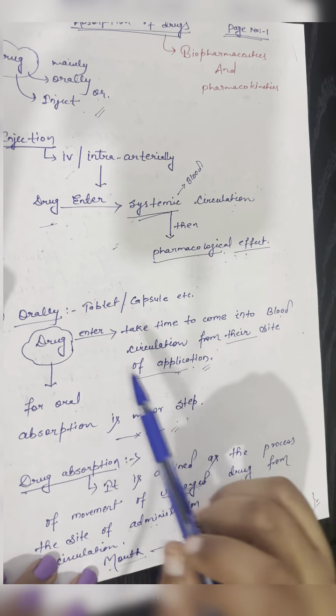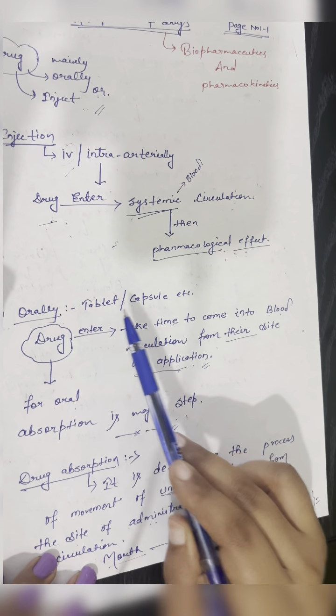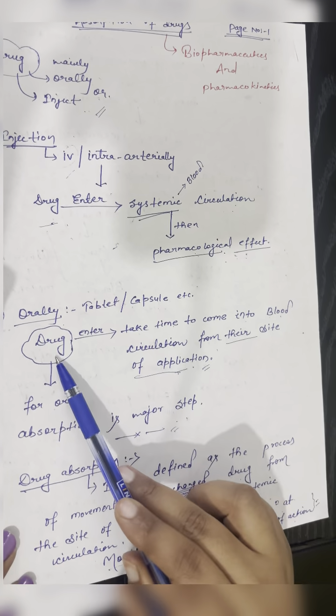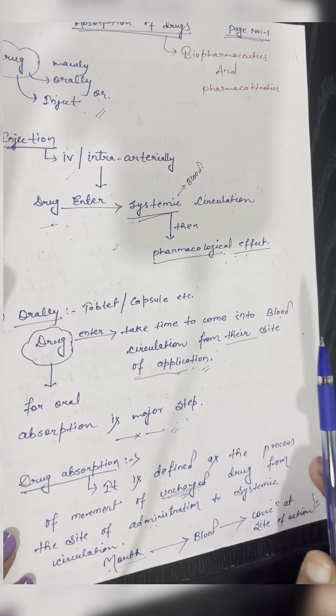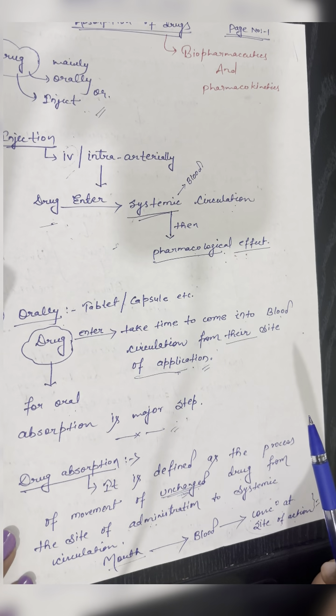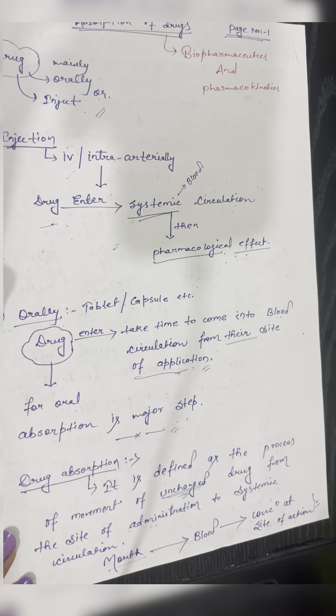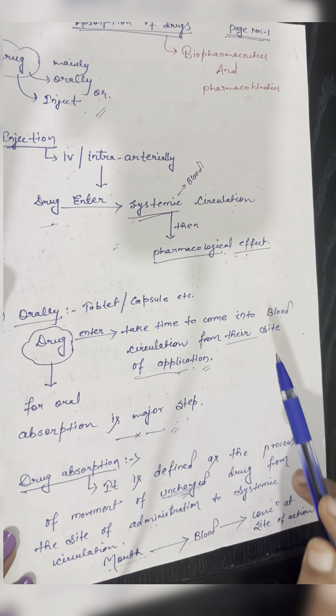That's it. Second, we talk about the oral drug. Oral means tablet or capsule. We take the drug orally, then the drug enters our GIT. After that, it will cross the liver, and then it will go to the blood, then it will reach our site of action.